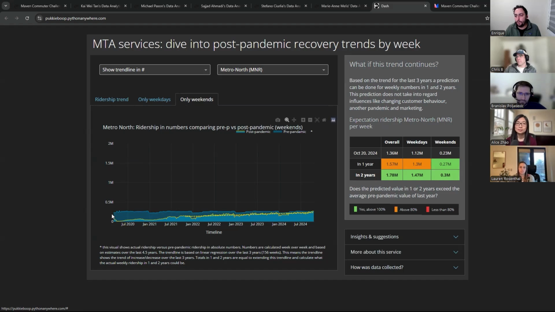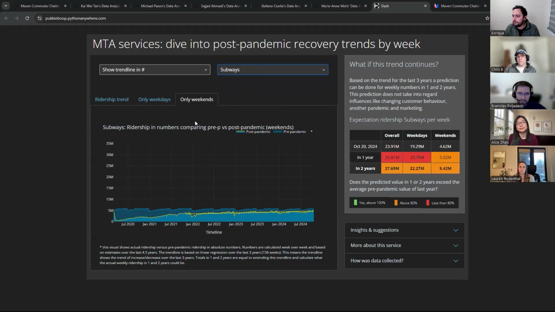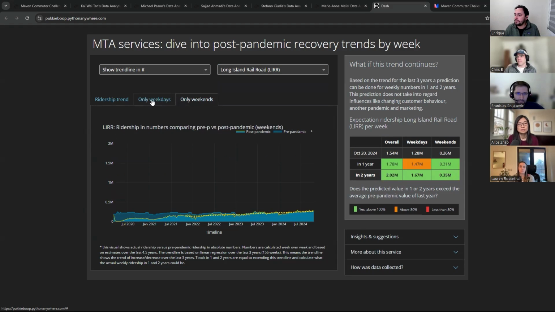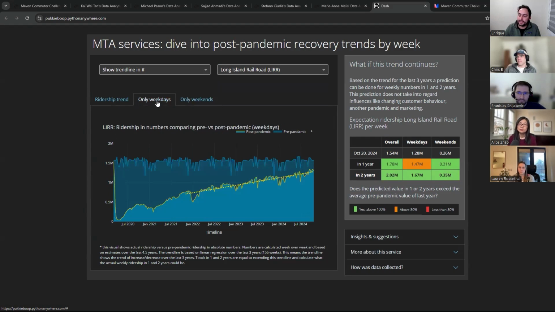It's interesting that they kept the y-axis fixed. I think that's a good way of showing the relative differences in volume between services. I think I'm right. Yeah. Oh, actually, it's not fixed. That's my mistake. I think it's fixed based on, if I go to Long Island Rail, it'll keep based on weekday and weekends, which again just shows that there's much less volume on weekends than on weekdays.